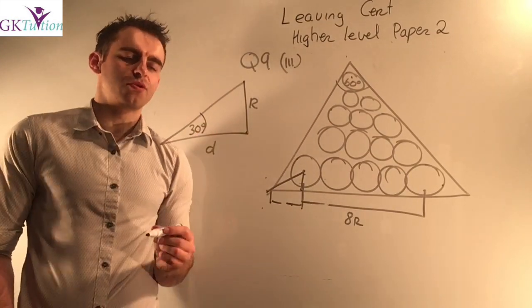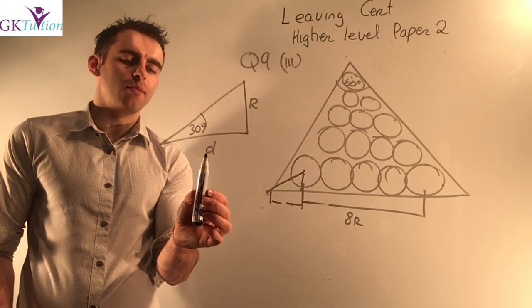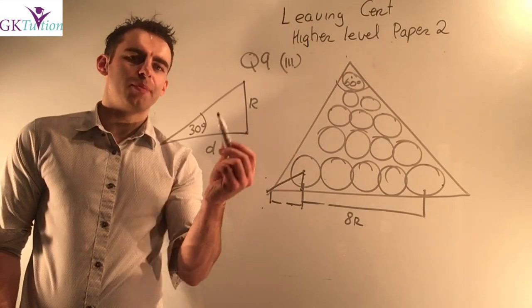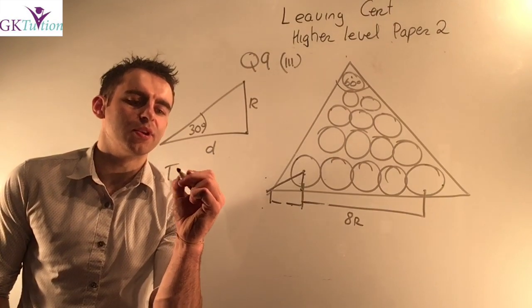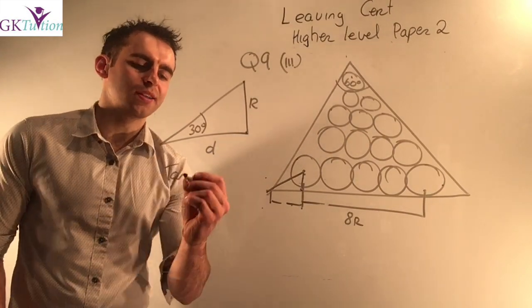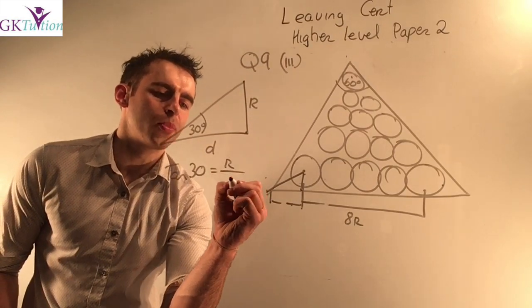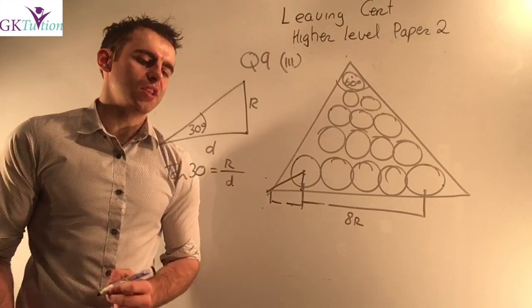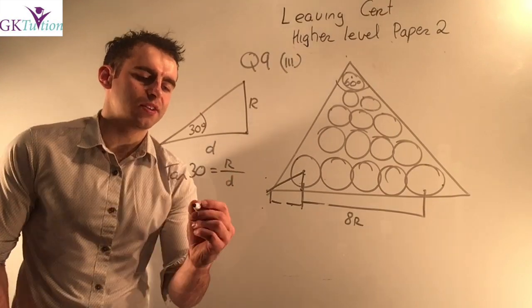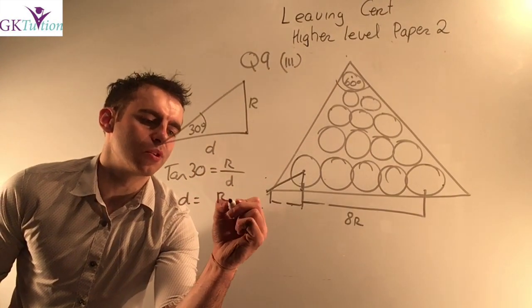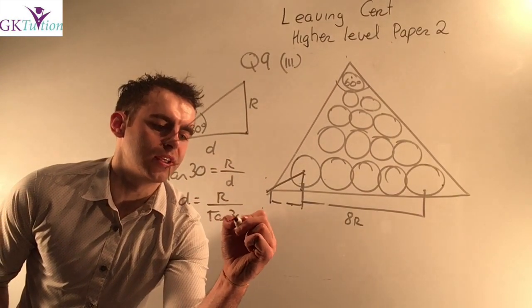I know that's 30 degrees, I know the opposite, and I'm looking for the adjacent. If I know opposite and I'm looking for adjacent, clearly we're talking about the tan. I can say that the tan of 30 is equal to the opposite, which is r, over the adjacent, which is D. I want to get D on its own, so I can say that D is equal to r over the tan of 30.